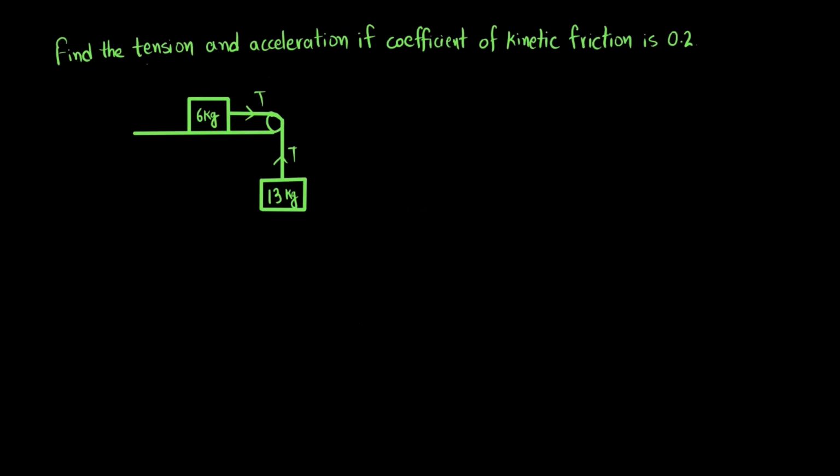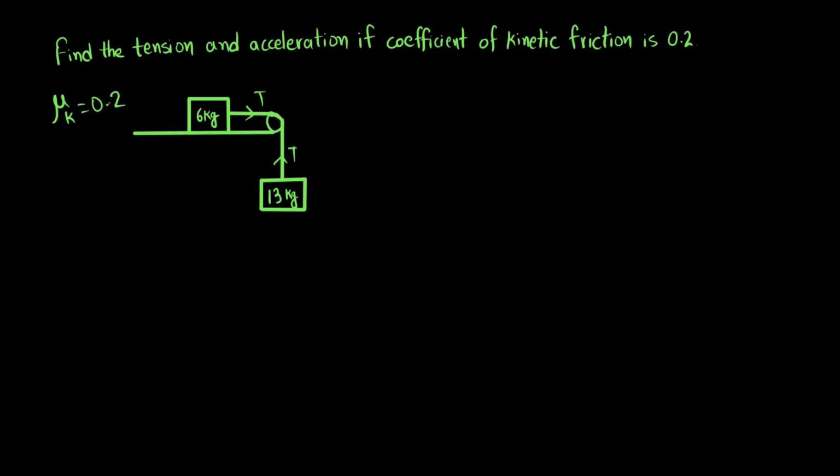Notice the word tension singular. It's because they are both connected to the same string, so the tension force will be the same. Here it's away from the body, so to the right. Here this tension is away from the body, so pointed upward. And acceleration singular again. It's because they are moving together, so they will have the same velocity and same acceleration. We know that mu is 0.2, the coefficient of kinetic friction.